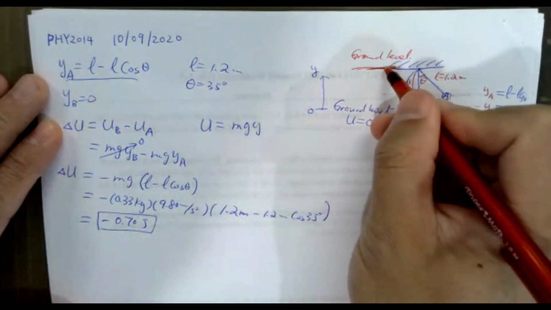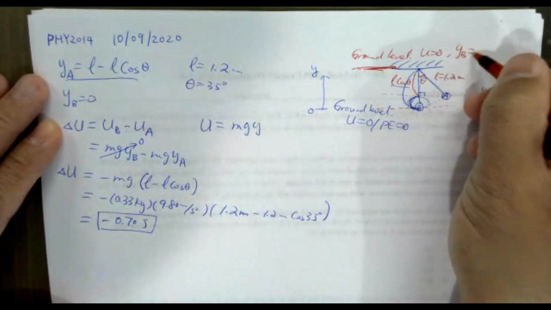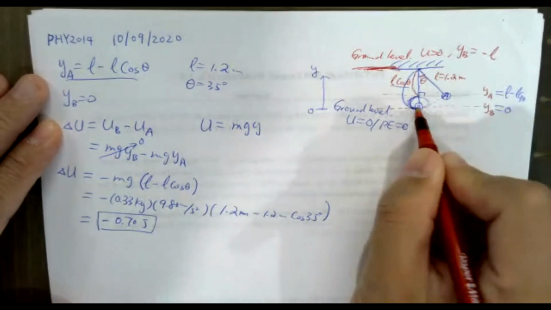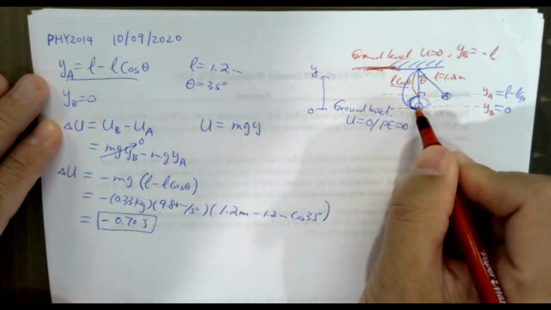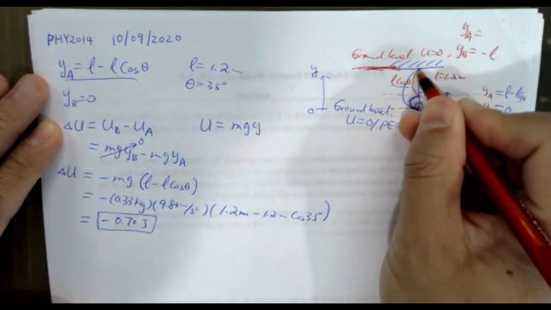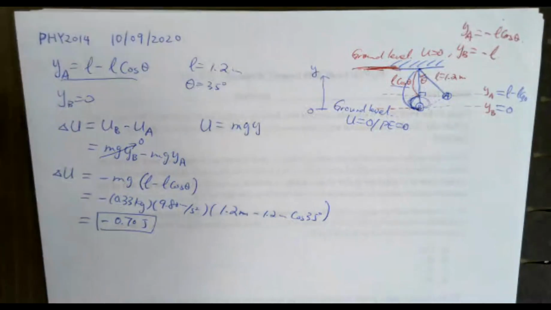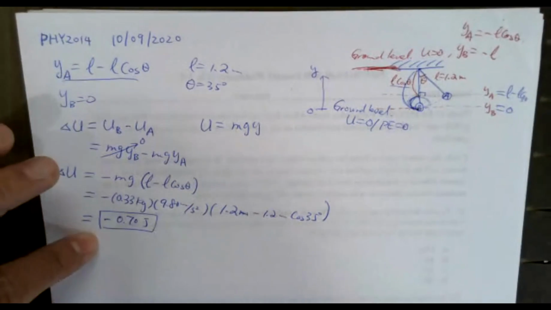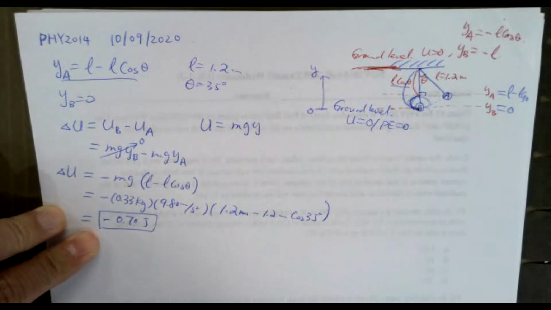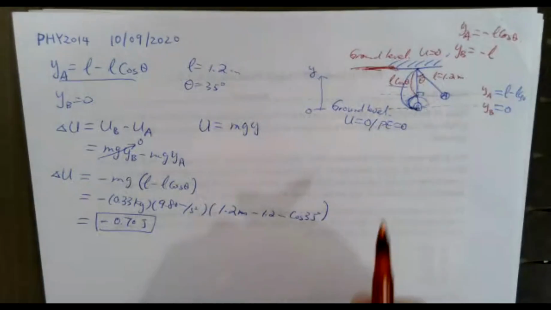In this case, if you pick that as your U equal to 0, then your y_B should be equal to minus L, because this is 0, so the vertical position of B should be minus L. And then your y_A should be equal to minus L cosine theta. You can try to do the same thing. It will turn out that the change in potential energy is going to be the same. So you'll see why the ground level can be arbitrary.